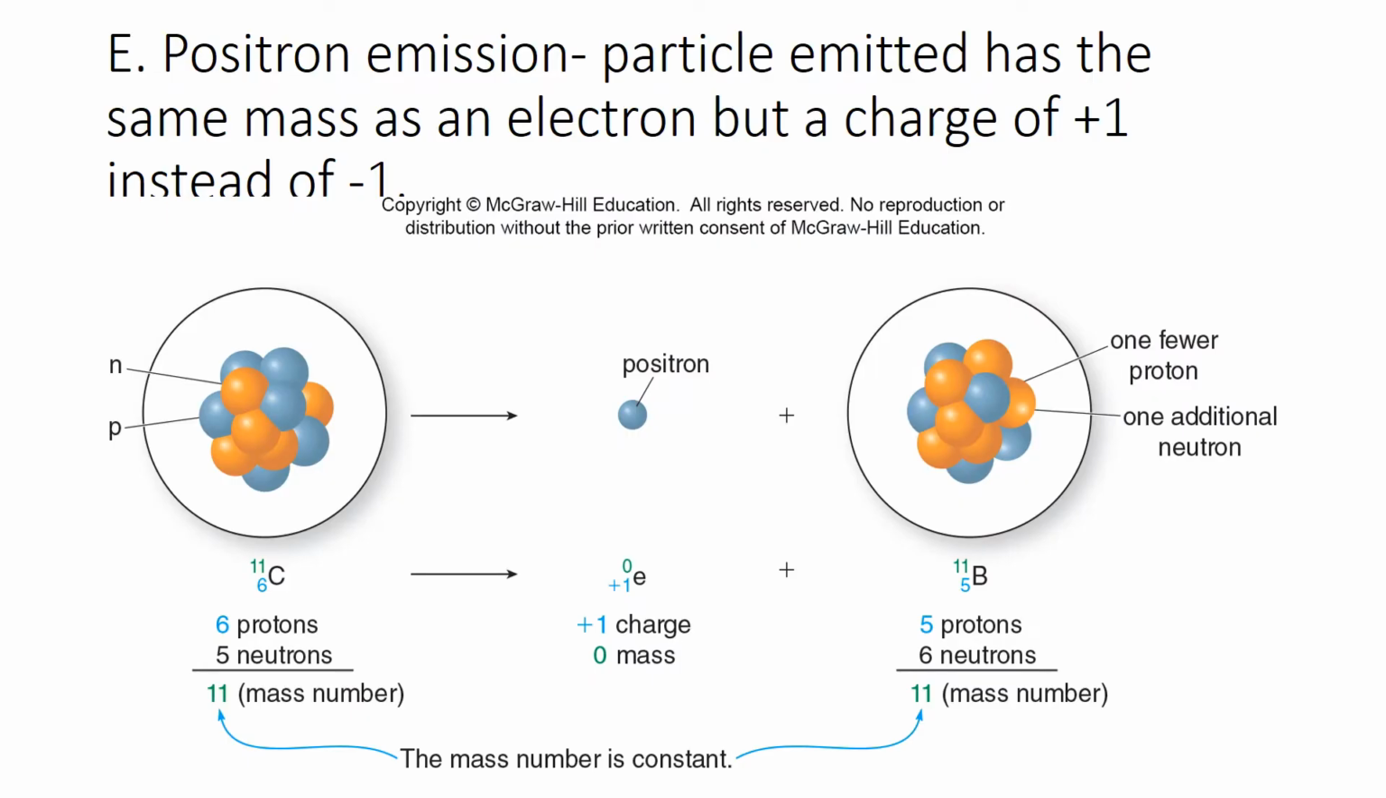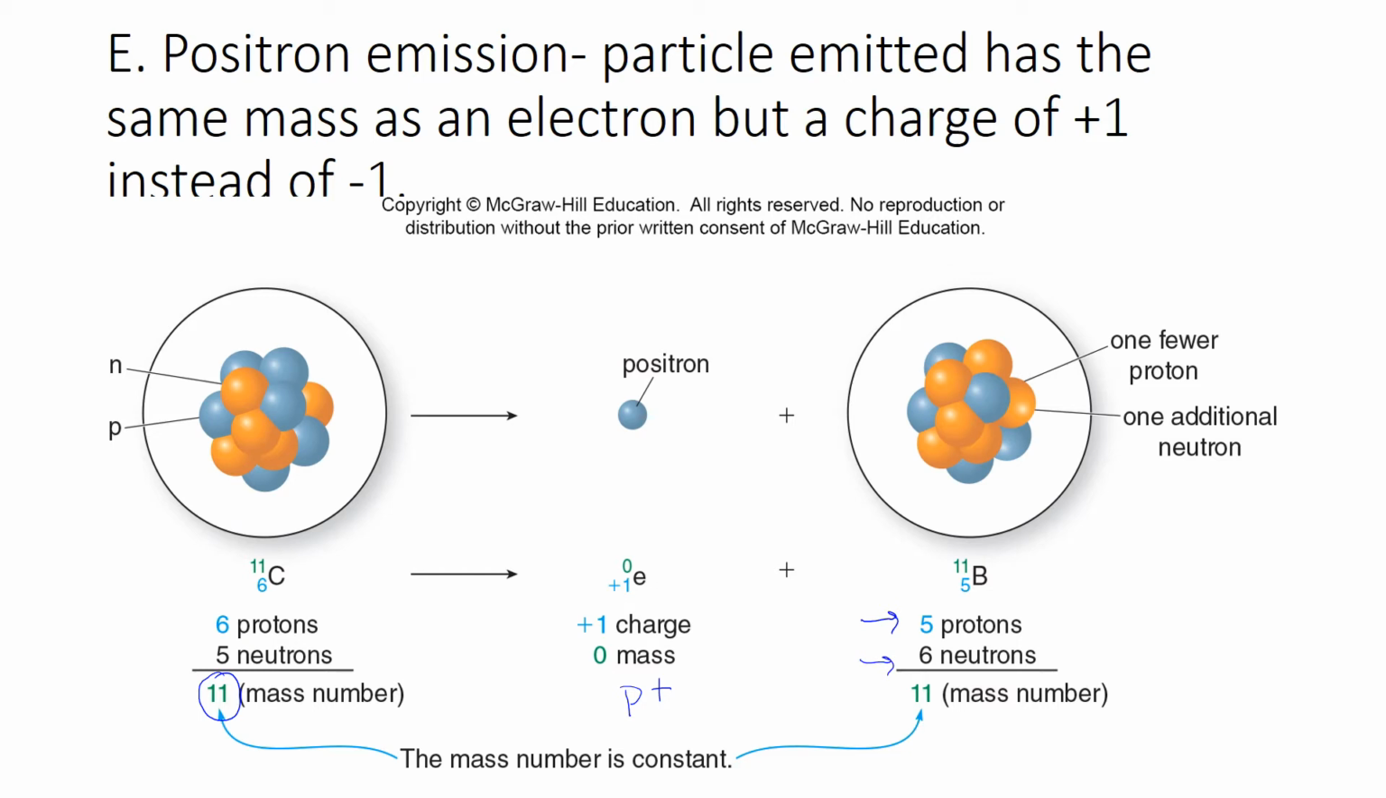All right, positron emission is where a particle emitted will have the same mass as an electron, but it's going to have the charge of +1 instead of -1. So what's important to note here is we're starting with carbon, which has 6 protons and 5 neutrons. The mass number is 11 as we add those two together. When we lose a positive charge, that is like losing a proton, and we will gain a neutron. So notice that my final protons is 1 less than carbon. So we started with 6 and now we have 5, which is boron. And we gain a neutron. We started with 5 neutrons here, and we're going to add a neutron to make 6.